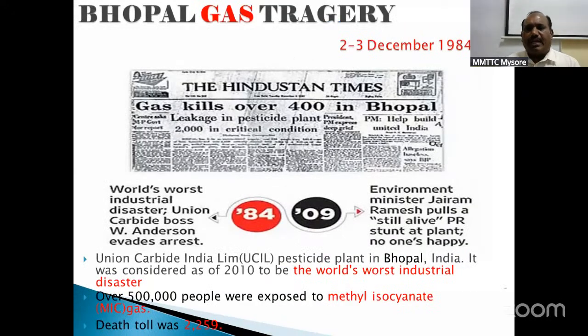In December 1984, you all know, methyl isocyanate caused the Bhopal gas tragedy, the world's worst industrial disaster, at Union Carbide. Mr. Jairam Ramesh, the environment minister then, is still alive. Union Carbide India Limited's pesticide plant in Bhopal was considered, even in 2010, the world's worst disaster. So many people are still suffering due to leakage of methyl isocyanate.